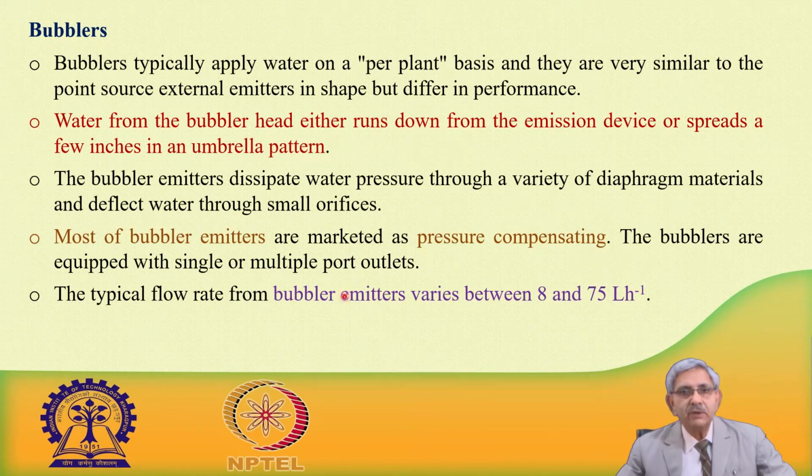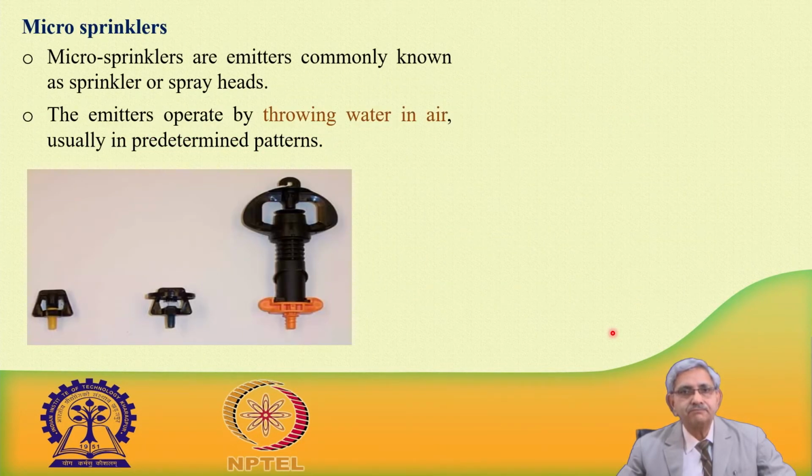So, they are practically used. Of course, the discharge from these bubblers is large. So, when the water supply is not constant, or there is a water quality problem, with a lot of silt and sand flowing with the water, then bubblers are preferred, and particularly for tree crops, under tree irrigation, bubblers are preferred.